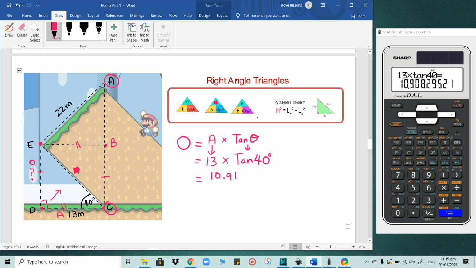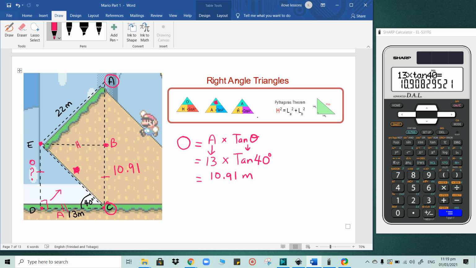10.91 meters. So the distance from B to C is 10.91. You know why? Because we just found ED. ED is 10.91, and this length and this length are the same. So I just transferred over the value. Now we have to find AB. To find AB is going to be pretty easy.